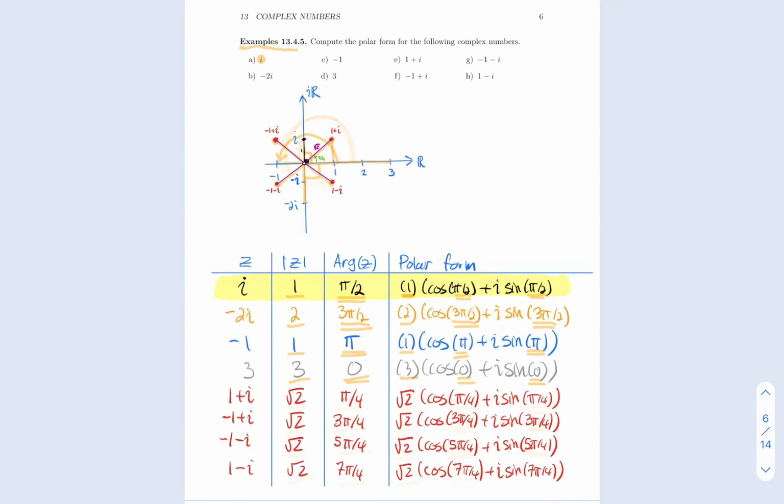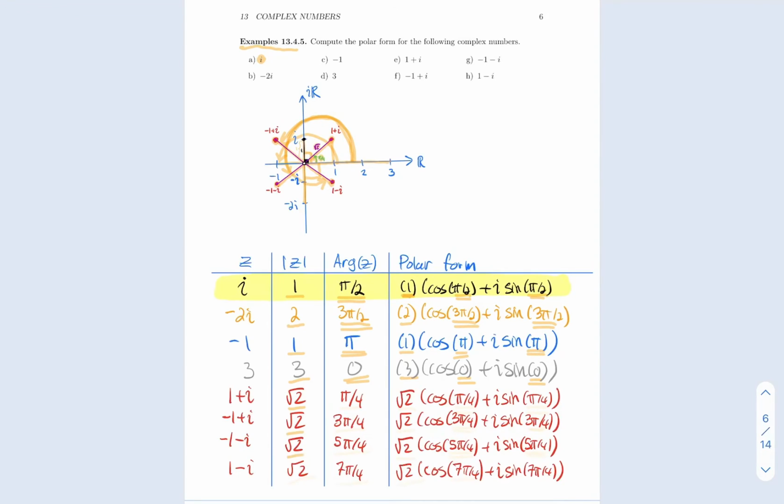What about the angle? Well, for the first one, 1 plus i, you can see that the angle is simply 45 degrees, so pi over 4. For minus 1 plus i, you're at 3 pi over 4. If you are looking at the argument for minus 1 minus i, you're going to be at 5 pi over 4. And then finally for 1 minus i, you're just going to go all the way up to 7 pi over 4.